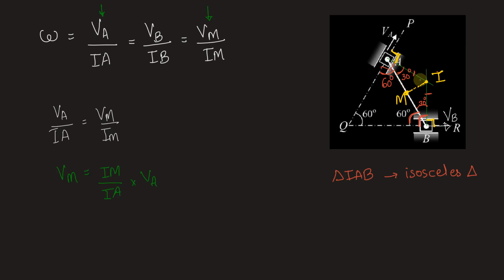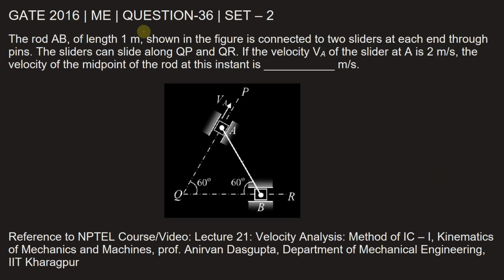Let's look at the triangle IAM. In triangle IAM, we can write IM by IA marks this opposite side by hypotenuse ratio. That is nothing but sine 30 degrees. The side opposite to 30 degrees is IM and hypotenuse is of course IA. So we can write this as sine 30 degrees into 2, which will be 1 by 2 into 2, 1 meter per second. We have velocity at point M, which is the midpoint of the rod, is 1 meter per second. Let's fill in the answer. Velocity of midpoint of rod at this instant is 1 meter per second.